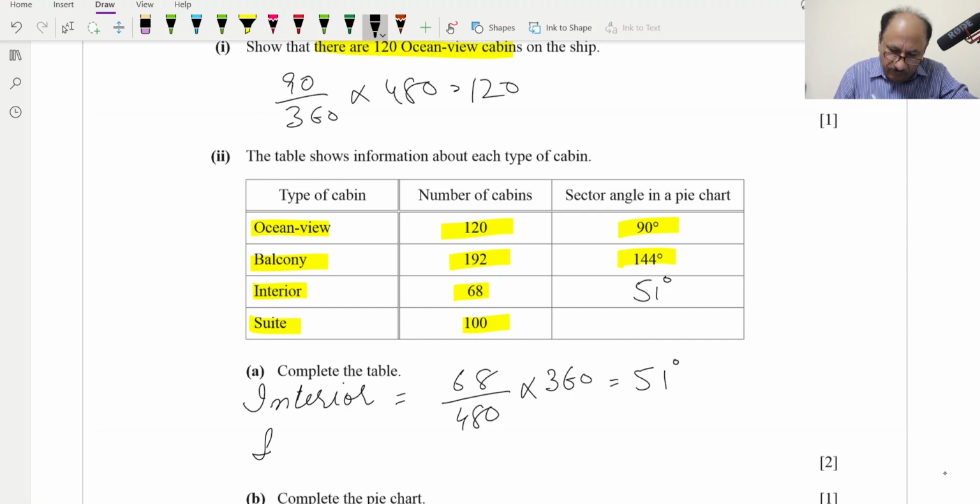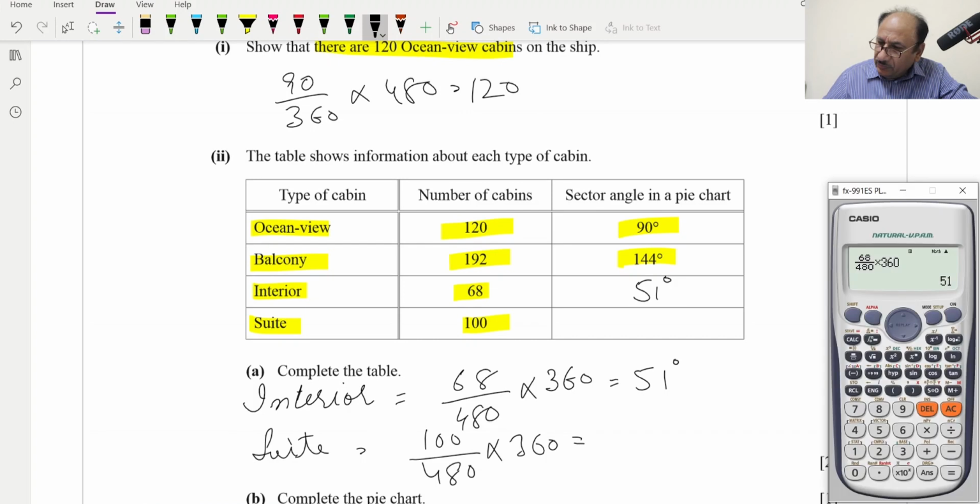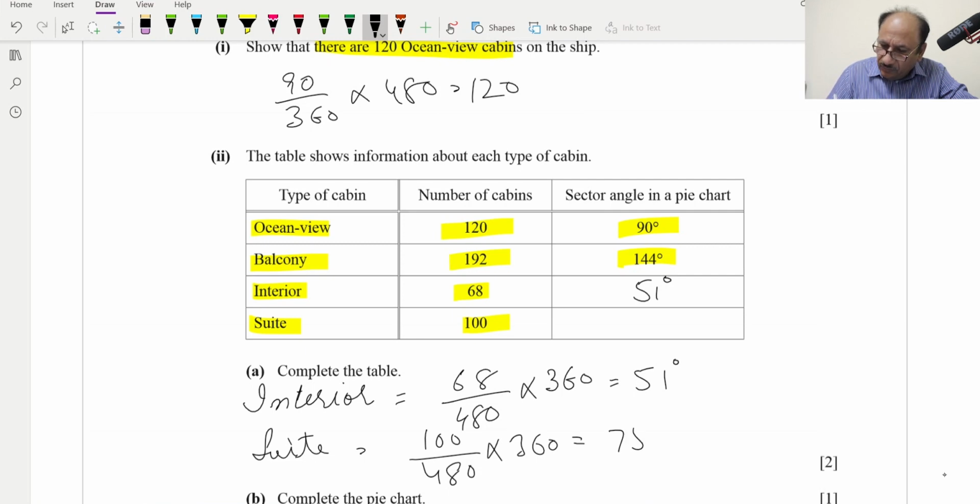And similarly for suit, we can write 100 over 480, multiplied by 360, and this will be equal to 75. So this will be 75 degrees. Hopefully you understood this question.